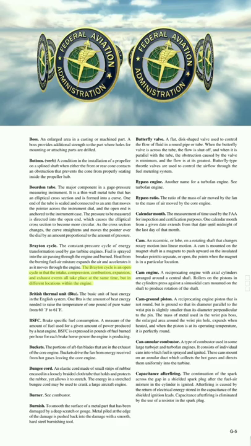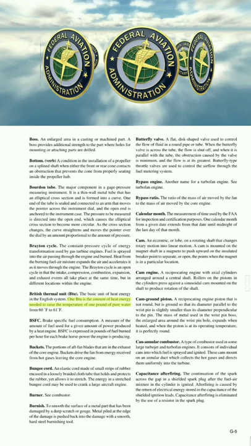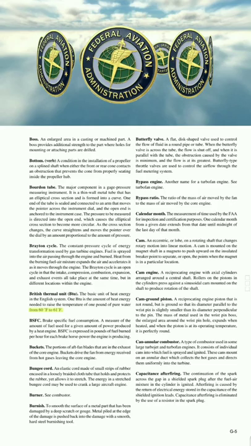British thermal unit, BTU. The basic unit of heat energy in the English system. One BTU is the amount of heat energy needed to raise the temperature of 1 pound of pure water from 60°F to 61°F.